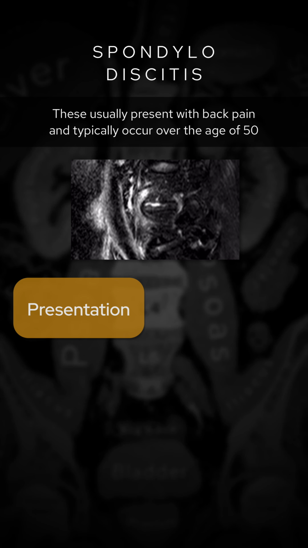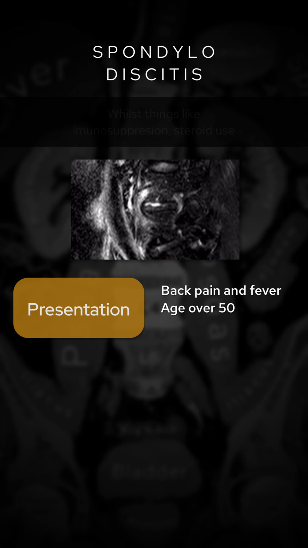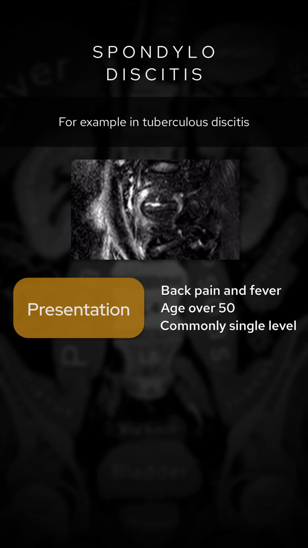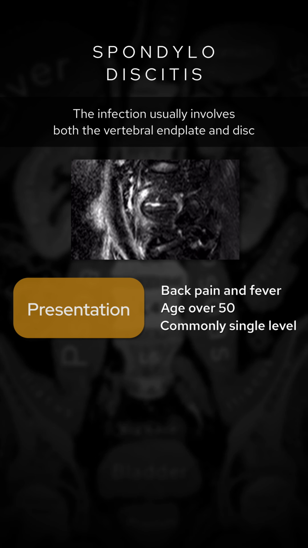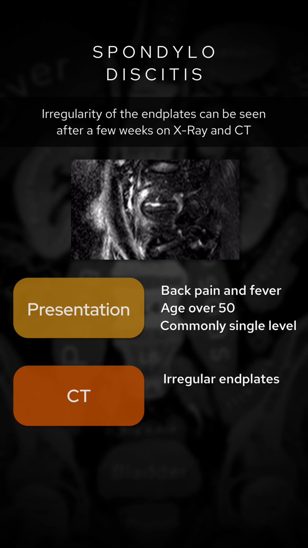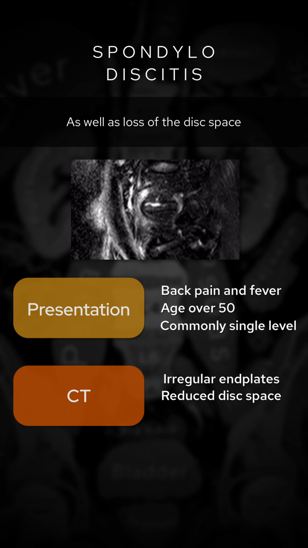These usually present with back pain and typically over the age of 50. There may be a history of infection elsewhere, whilst things like immunosuppression, steroid use, diabetes and IVDU can increase the risk. It usually involves a single level, but several levels can be involved, for example in tuberculous discitis. The infection usually involves both the vertebral end plate and disc, and in adults is thought to arise in the end plate first. And so although we couldn't see this on our CT case, irregularity of the end plates can be seen after a few weeks on X-ray and CT, as well as loss of the disc space.